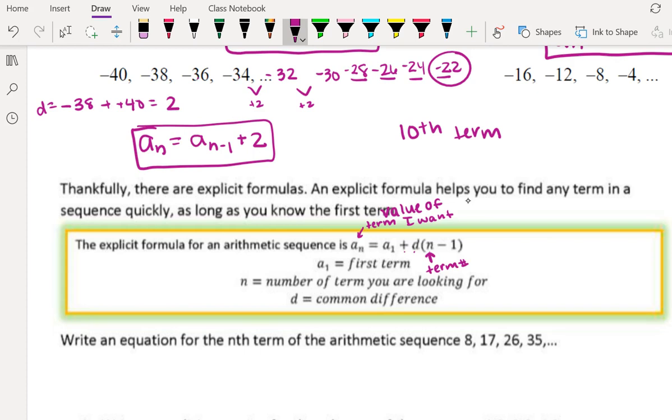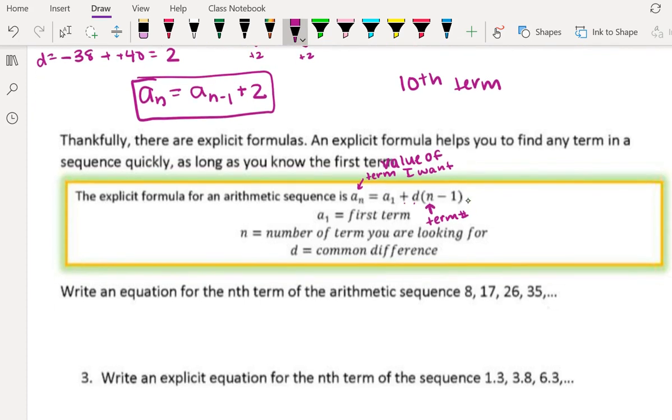Okay, so for example, I notice that I am increasing by 9. So my common difference is equal to 9. That means I'm going to add 9 a whole bunch of times. Remember that multiplication is just repeated addition. Hence why this part here has a multiplication, because multiplication is repeated addition.